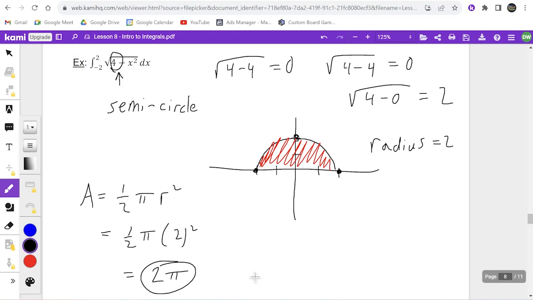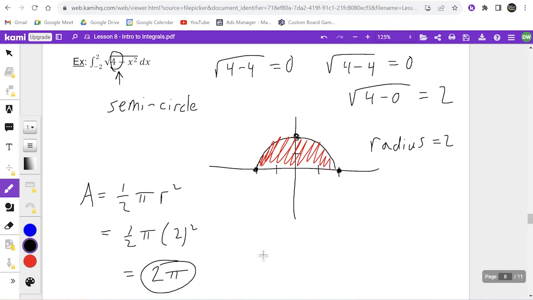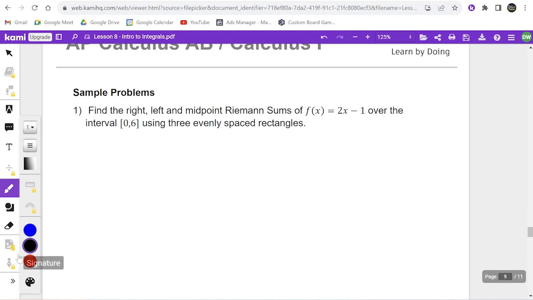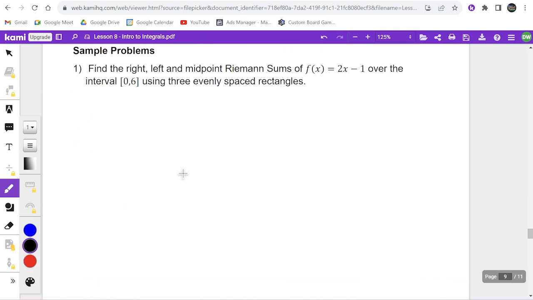Okay, then with that, the rest of today, we're going to be doing example problems. So for this next one, we're going to find the right, left, and midpoint Riemann sums of f of x equals 2x minus 1 over the interval from 0 to 6 using 3 evenly spaced rectangles. I'm going to give you about a minute to do this on your own. I want you to get the left Riemann sum. We're going to go left, right, midpoint.